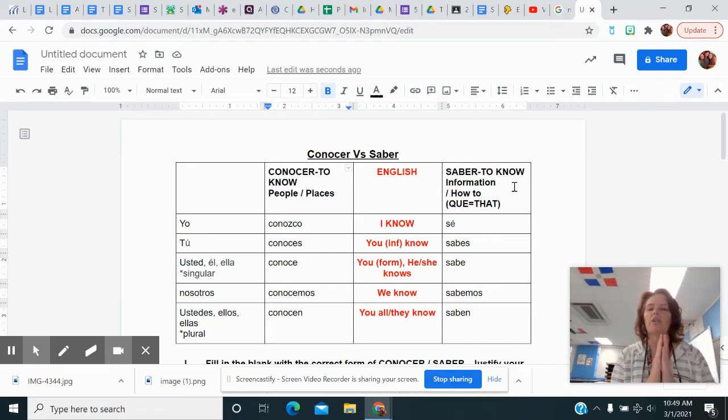Saber, the little chant goes this way. Saber, to know information and how to say. Sabes, sabe, sabemos, sabéis, saben. We know from our notes yesterday that you use saber when you know information, and that could be information about a person. For example, if you want to say, I know Senora Wilson, that's just knowing a person. Conozco a la Senora Wilson.